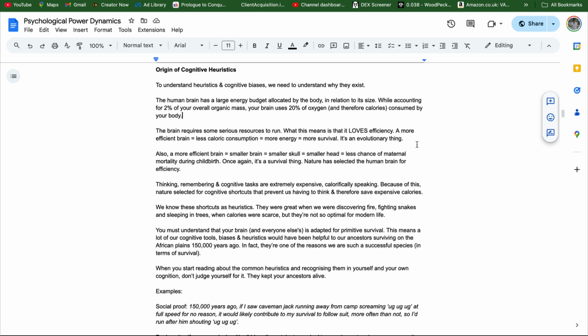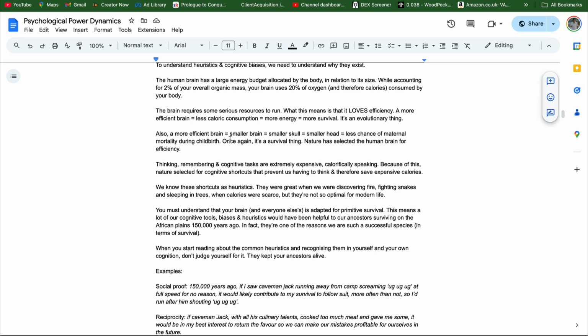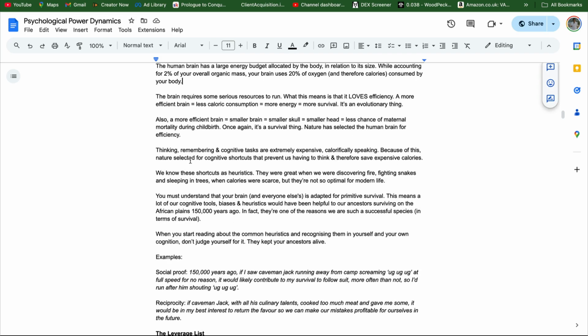And it's an evolutionary thing. Also, a more efficient brain equals a smaller brain, smaller skull, smaller head, less chance of maternal mortality during childbirth. Once again, it's a survival thing. Nature has selected the human brain for efficiency.